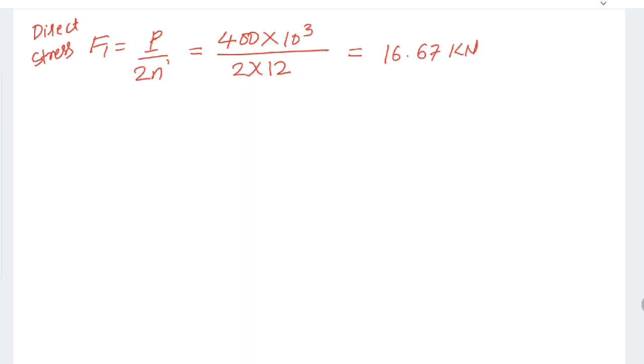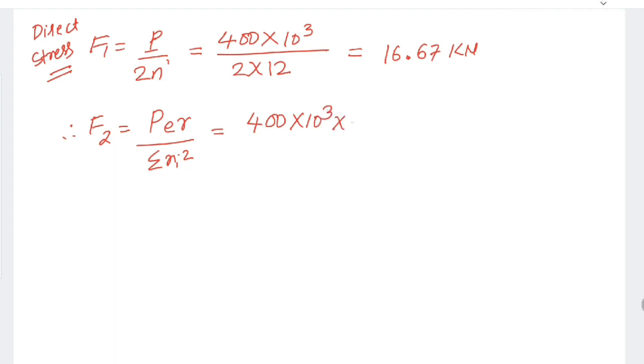16.67 kilonewton. So the load on each bolt due to the direct effect is 16.67 kilonewton. So F2 is equal to P into e divided by the sum of R_i square. P is nothing but the load. It is in kilonewton, but I'll be writing it in Newton.